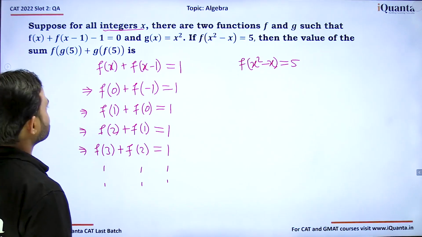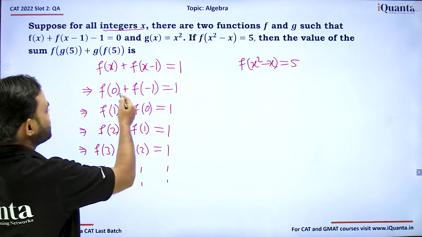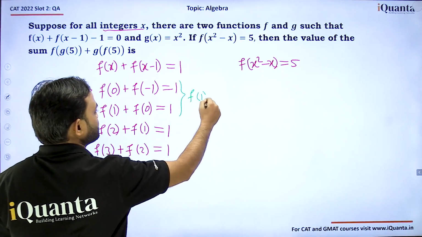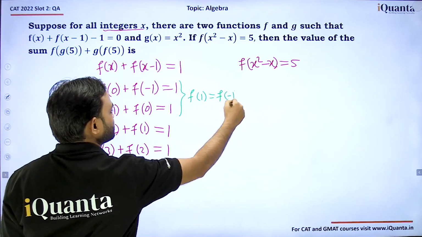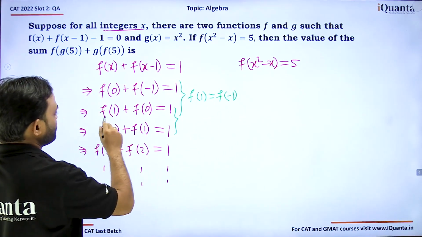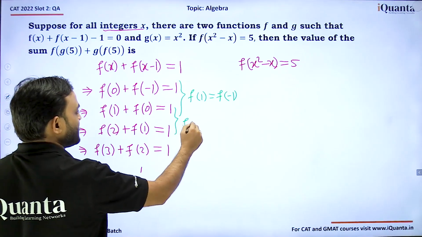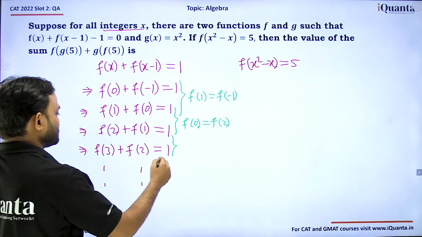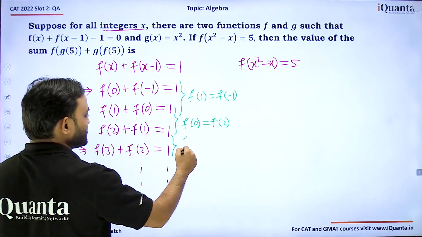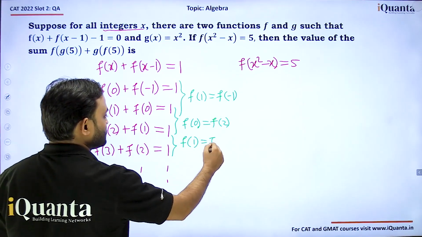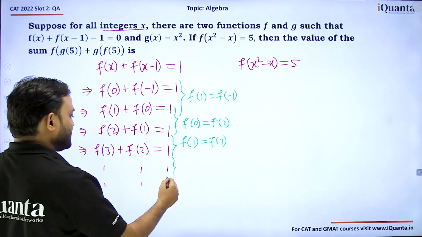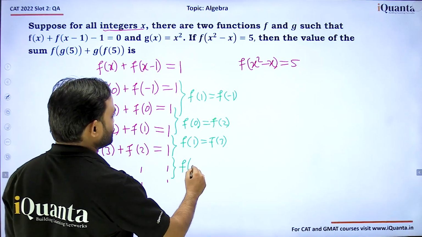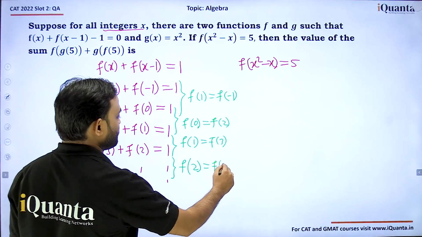Now let's see, f0 is common, so from here we get f1 is equal to f minus 1. From these two, f1 is common, so we get f0 is equal to f2. Next, f2 is common, so we can say f1 is equal to f3, and then again next you will see that we are getting f2 is equal to f4.